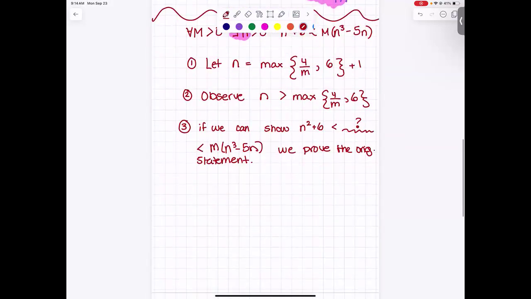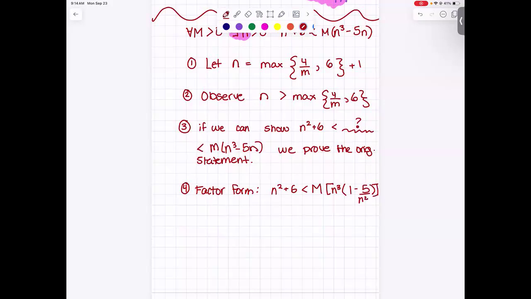And the very first thing we want to do is get this original statement into a factored out form that works for us. So factor form is going to be n squared plus 6 is less than m, and we're going to take out that n cubed again, and we can say 1 minus 5 over n squared. And now that we have this form, knowing what we know about n, we can say that n is greater than 6, right? From 1, n is greater than 6. Therefore, 5 over n squared is going to be less than a half.